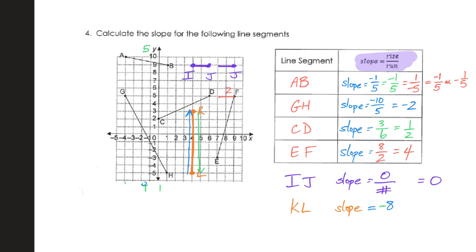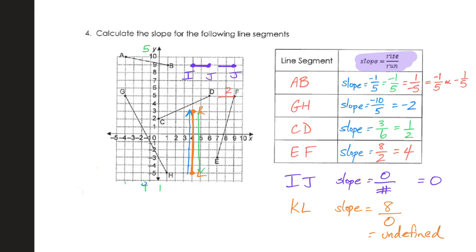Because this is where the wrinkle comes in. What is my run? I'm just going to change some colors to be a little consistent with our note. And I hope that you see that our run is 0 this time. I didn't move across at all to go from K to L. Point K is on top of L. And so what happens when we take a number and we divide it by 0? Well, then we get undefined.